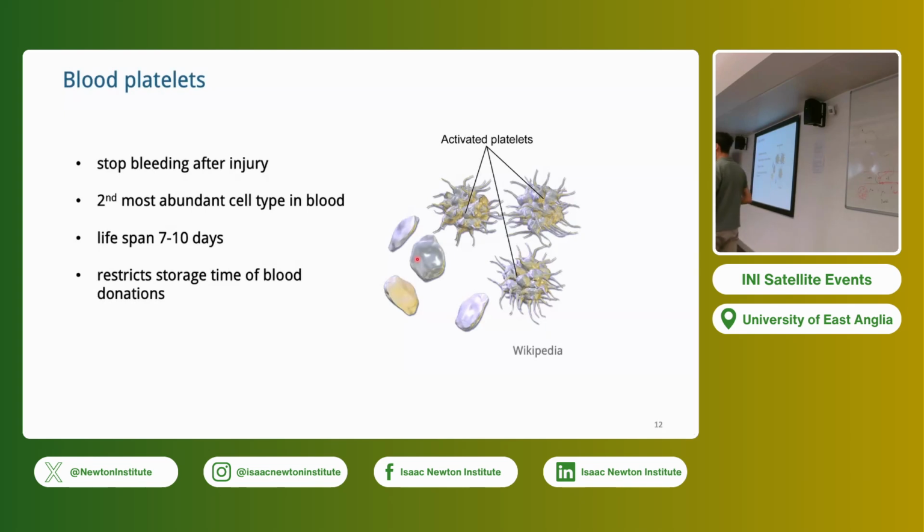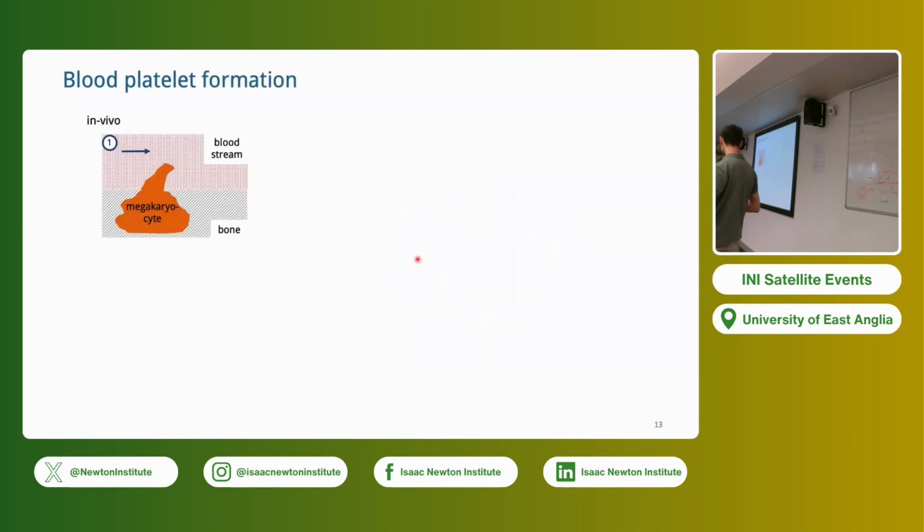And that is a problem because that restricts the duration of blood conservation. So if you donate blood, then you cannot store this forever. And one of the limits is this degradation of the blood platelets that you have donated. For that reason, people are trying to devise bioreactors, so microfluidic devices that can produce such platelets. And that is one of the motivations why we and others want to understand how this platelet formation actually works.